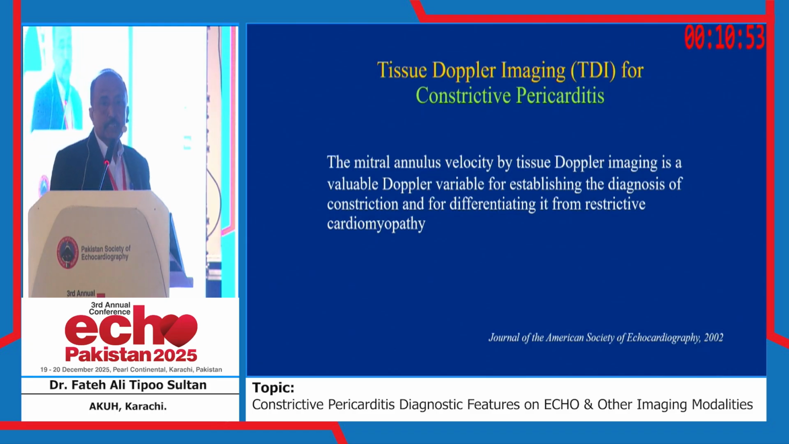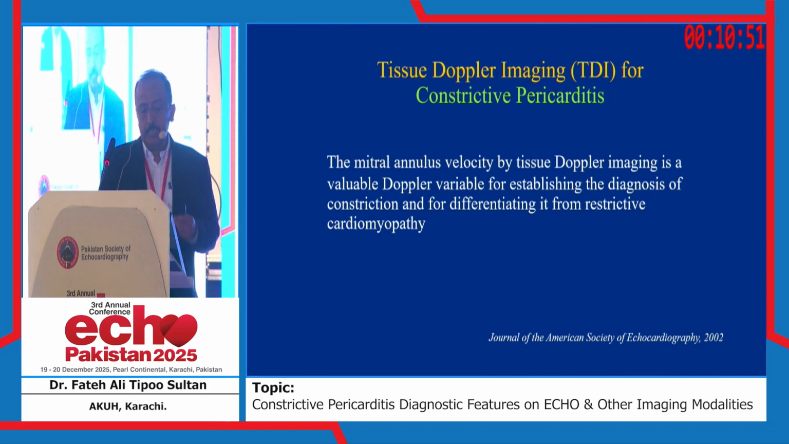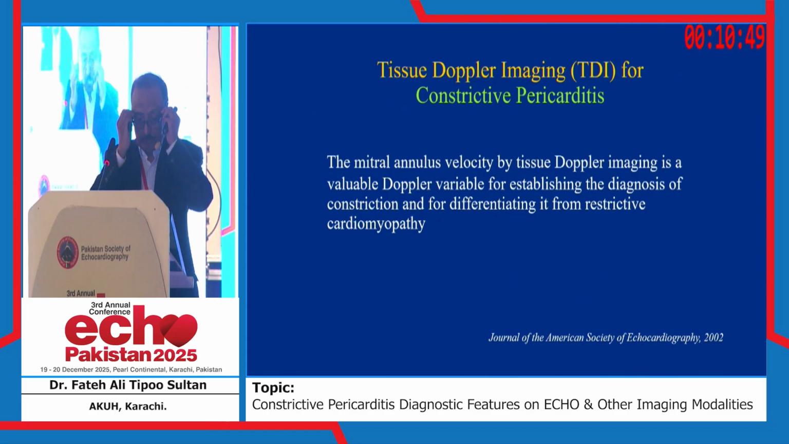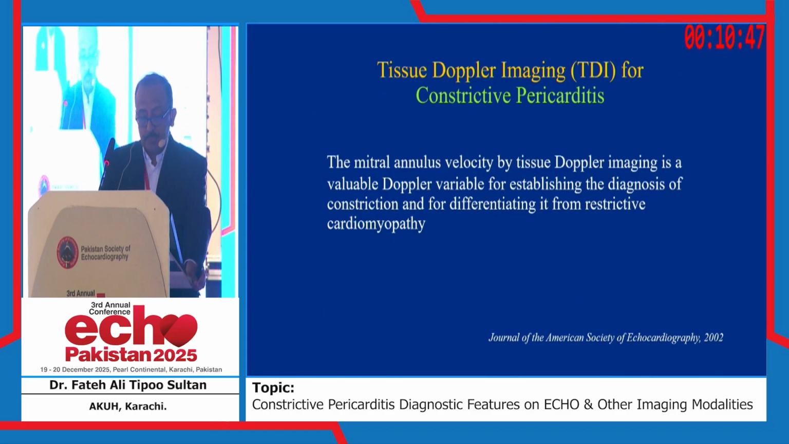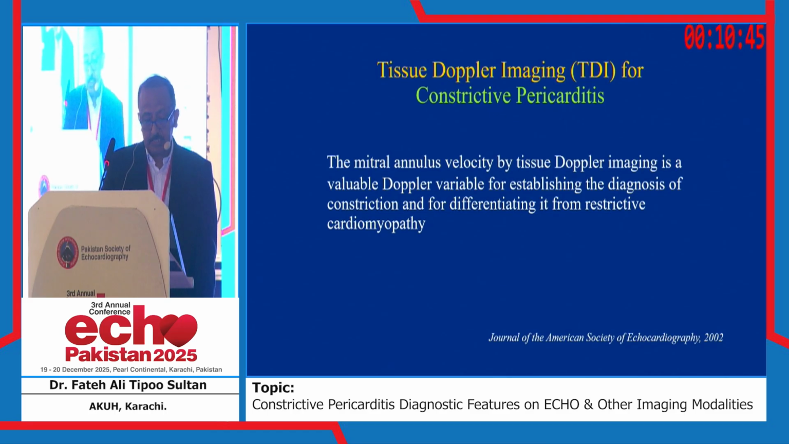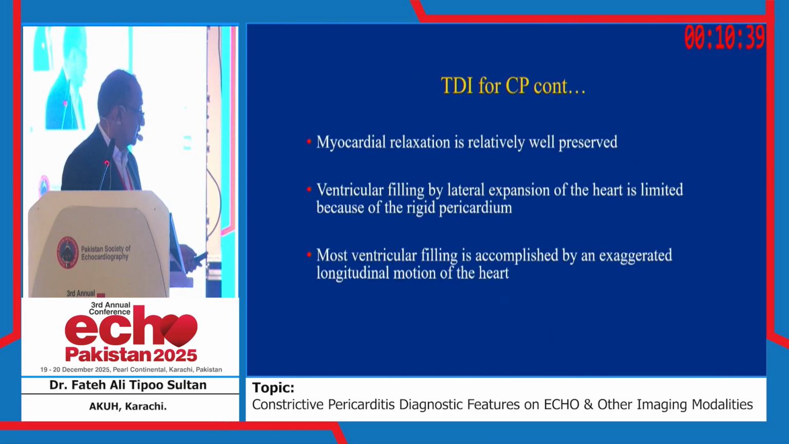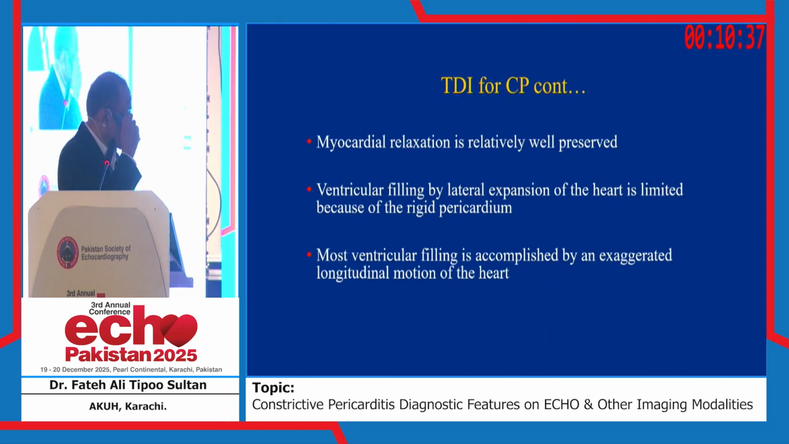Then the important thing is the tissue Doppler examination. The mitral annular velocity by tissue Doppler imaging is a valuable Doppler variable for establishing the diagnosis of constrictive pericarditis, for differentiating it from the restrictive cardiomyopathy. So myocardial relaxation is relatively well preserved in case of constrictive pericarditis. So basically relaxation का problem नहीं है, लेकिन LV को relax नहीं होने दिया जा रहा because of thickened pericardium.